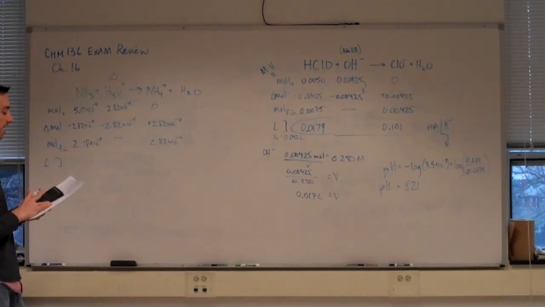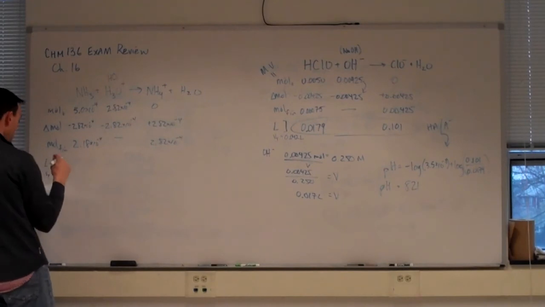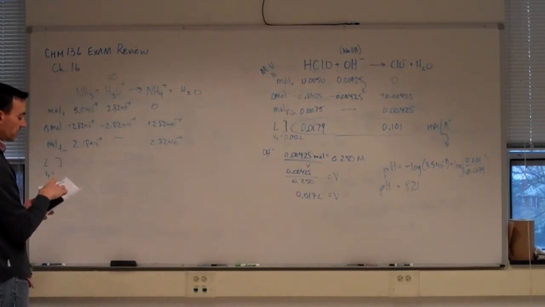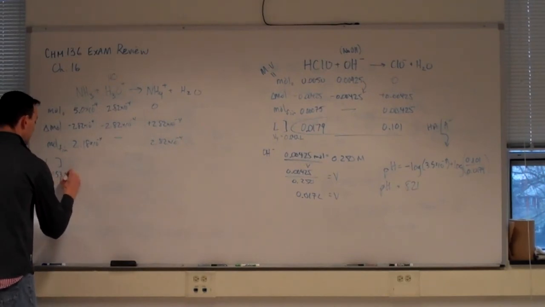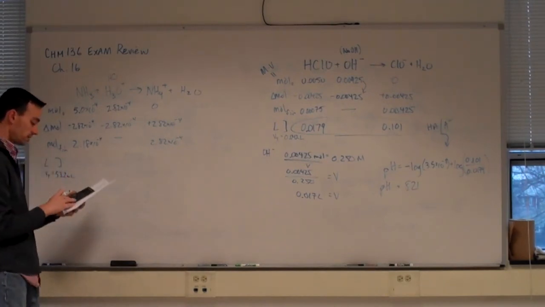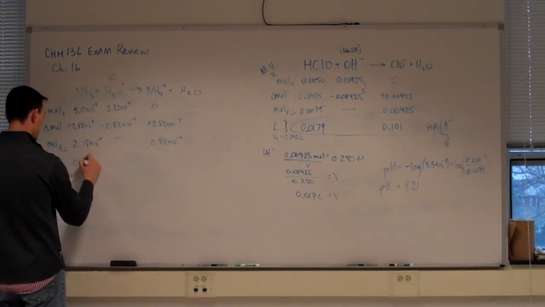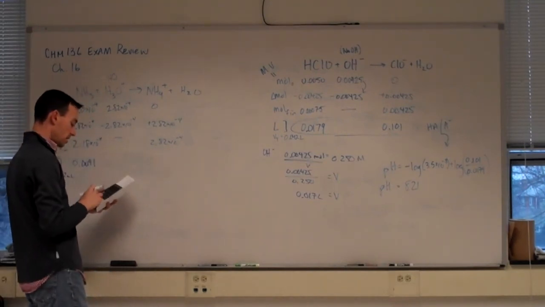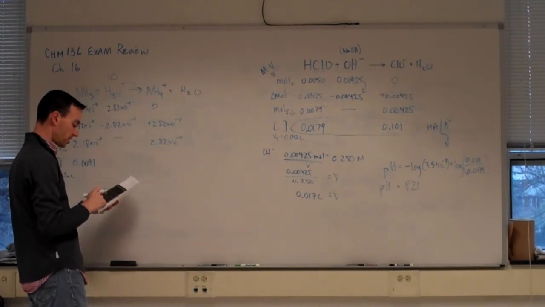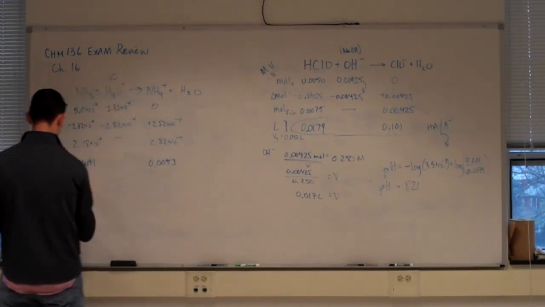All right. Now, we would calculate our concentration. So when we mix the 25 milliliters of ammonia with the 28.2, that's going to give us 53.2 milliliters. So our ammonia concentration is 0.0041, and our ammonium chloride concentration is 0.0053.